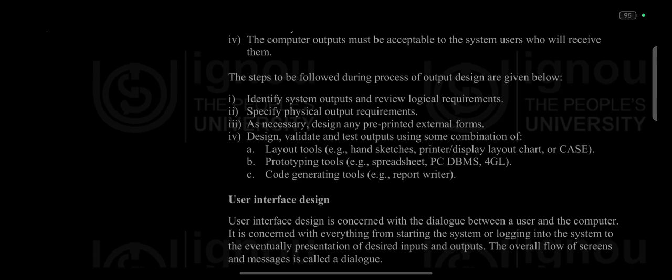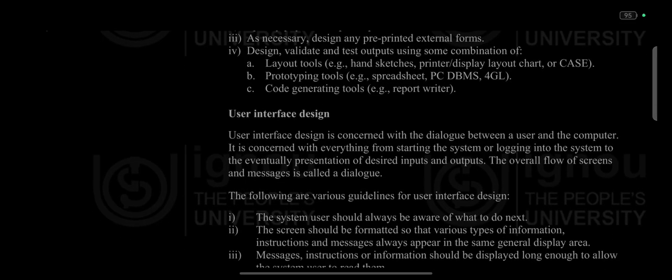Identify system outputs and review logical requirements. Specify physical output requirements as necessary, design pre-printed external forms. Design, validate and test outputs using some combination of layout tools, example hand sketches, printer/display layout chart or CASE. Prototyping tools, example spreadsheet, PC, DBMS, 4GL. Code generating tools, example report writer. User interface design.